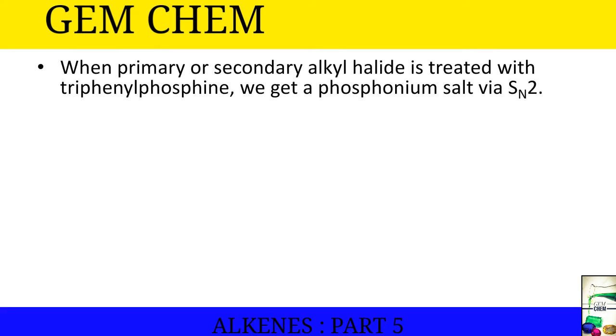Now what is Wittig reaction? When a primary or secondary alkyl halide is treated with triphenyl phosphine, we get a phosphonium salt via SN2. This is an alkyl halide. It can be primary or secondary. What is primary and what is secondary has already been discussed, so please watch the previous videos on organic chemistry, then you can understand.